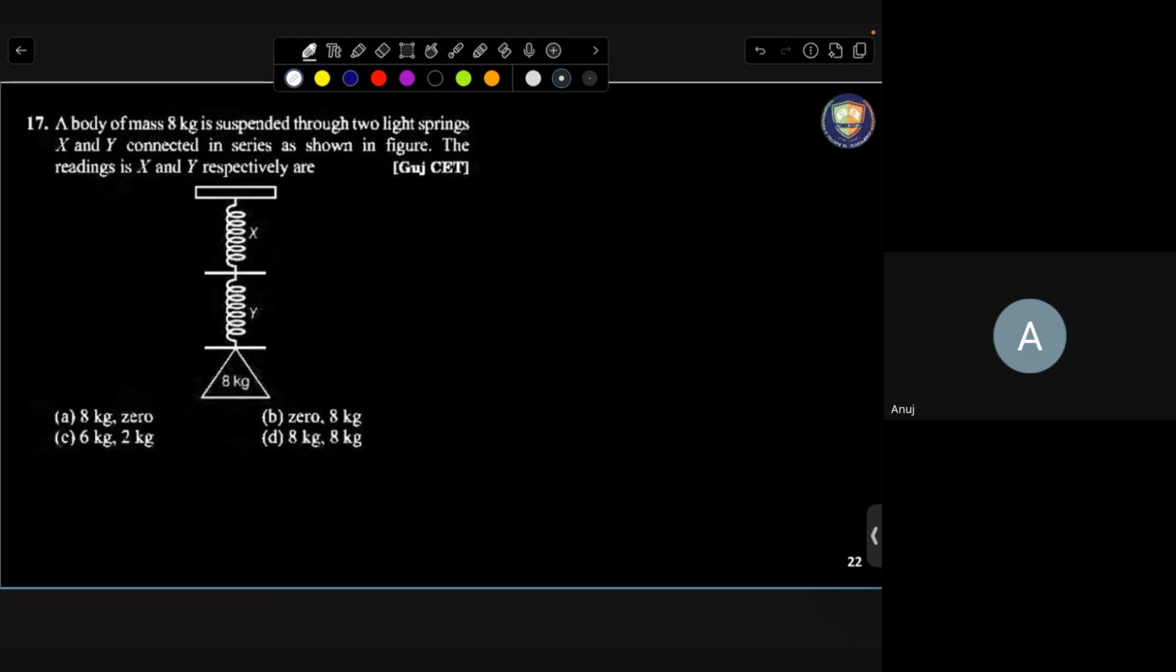D. Yeah, the correct answer is D. Actually, in this question, the springs are in series. So whatever tension is in spring Y, that same tension will be in spring X. Since the same tension will be there, they will measure the same mass. So basically this will be the correct answer.